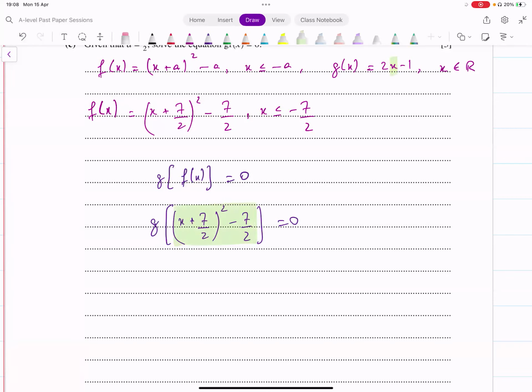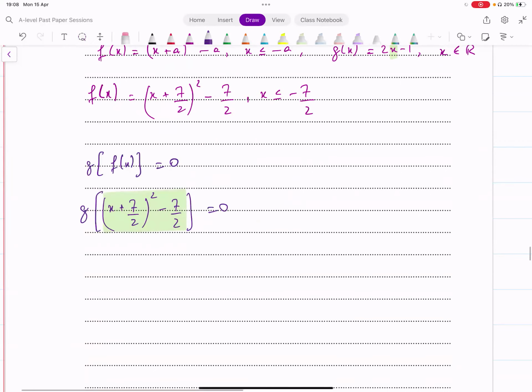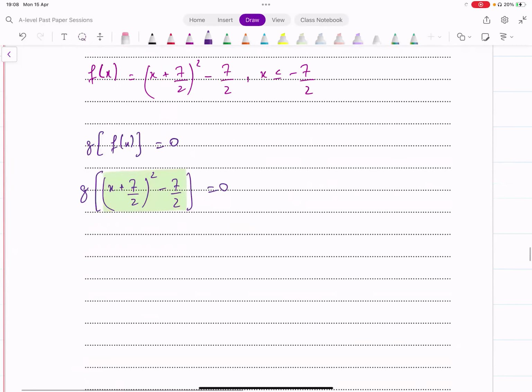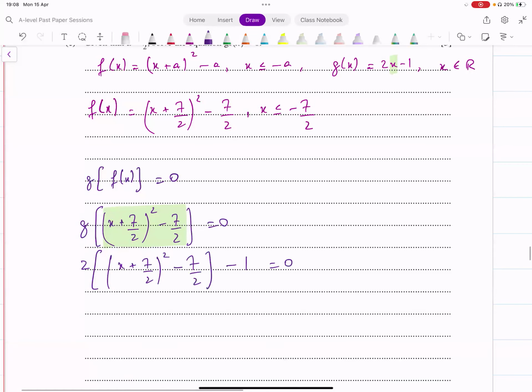Now, what do you get from this? 2 into x plus 7 over 2, whole squared, minus 7 over 2, minus 1 equal to 0. This is the equation that we need to solve now and find the values of x.